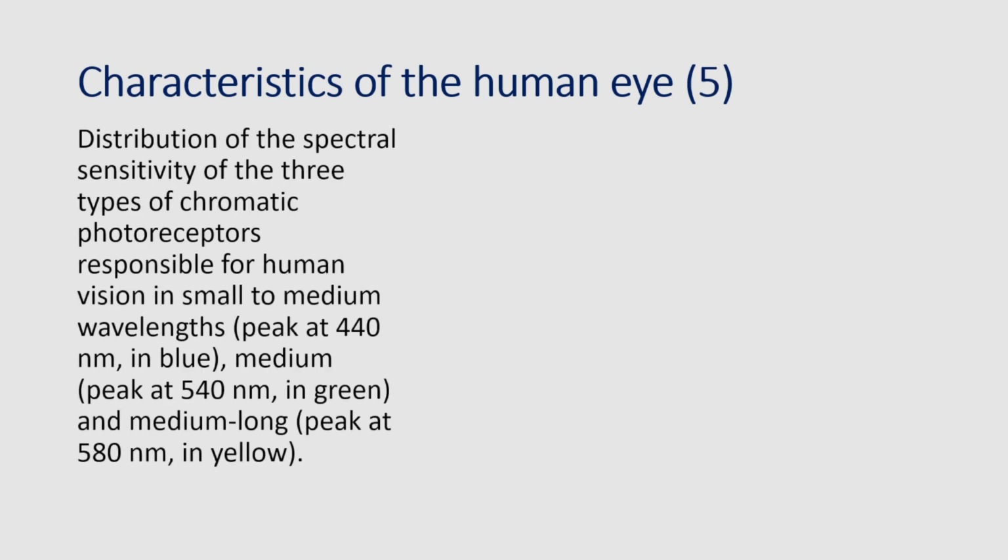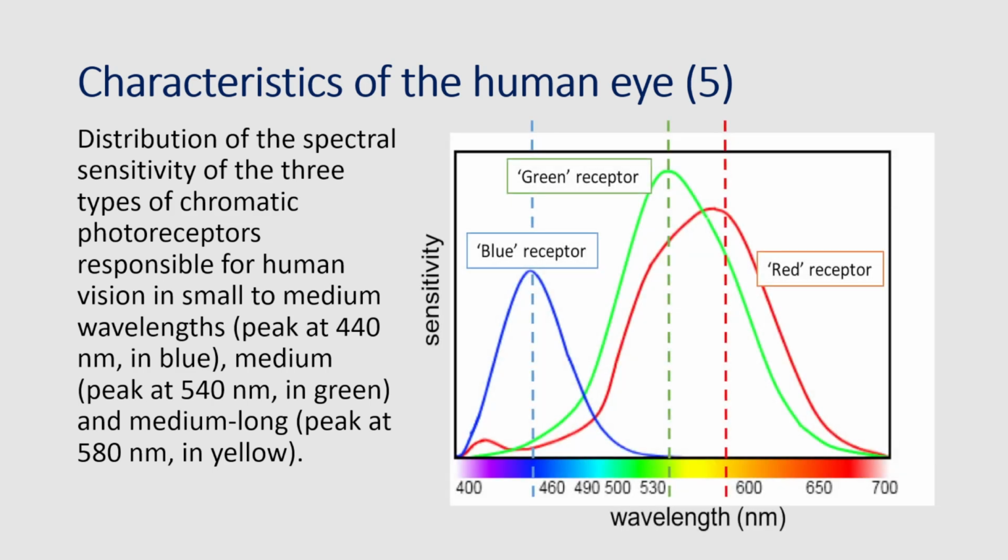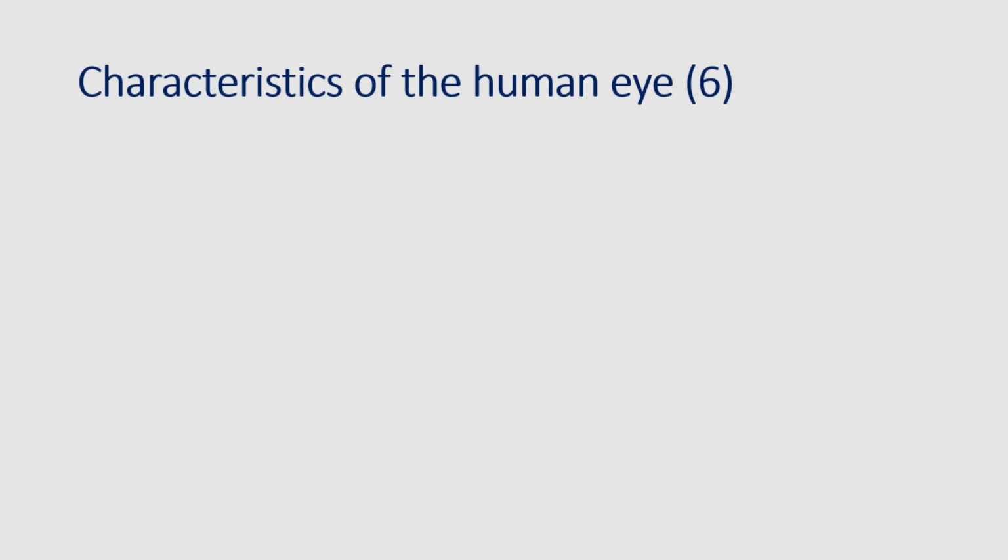Characteristics of the human eye. 5. Distribution of the spectral sensitivity of the three types of chromatic photoreceptors responsible for human vision: small to medium wavelengths, peak at 440 nanometers, in blue; medium, peak at 540 nanometers, in green; and medium-long, peak at 580 nanometers, in yellow.